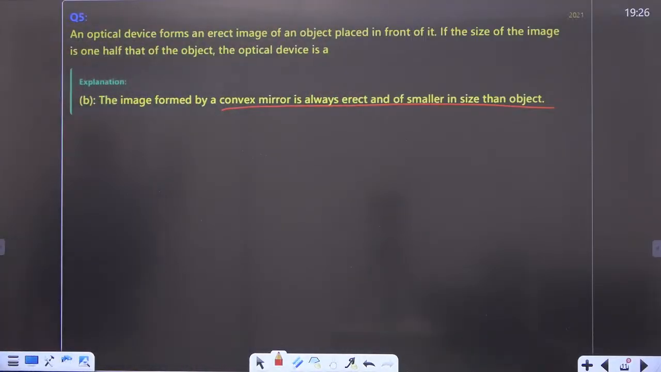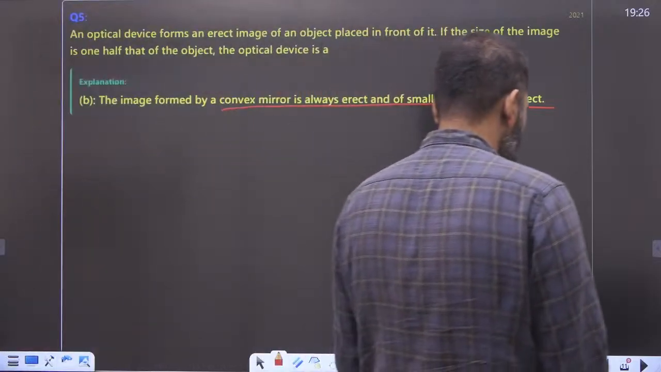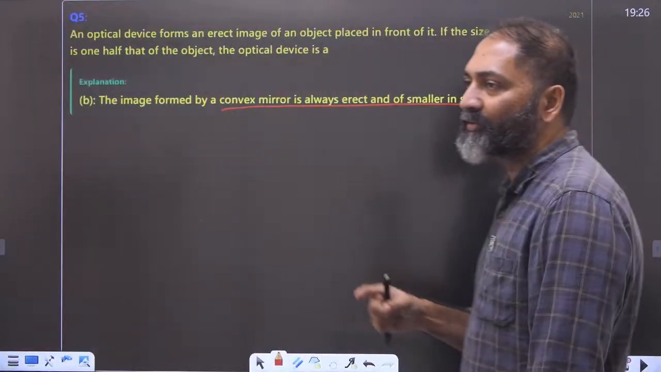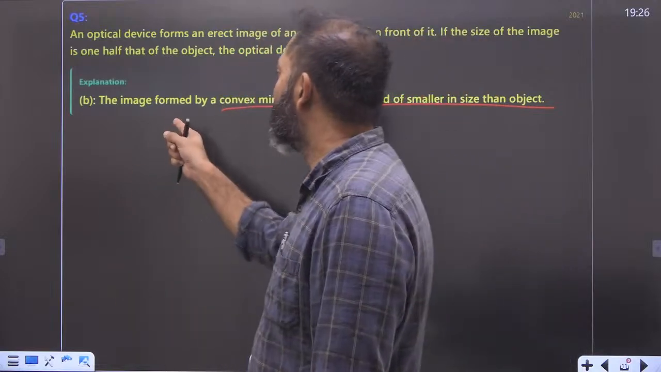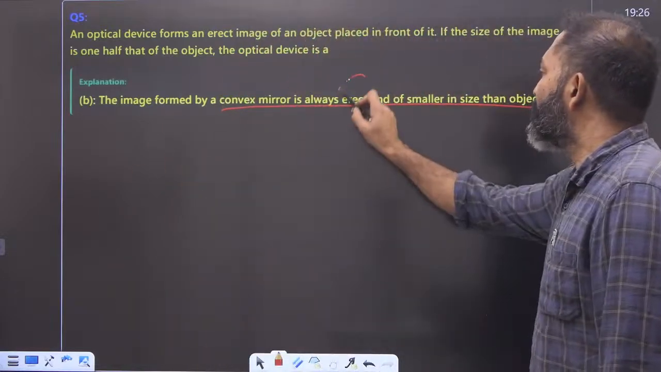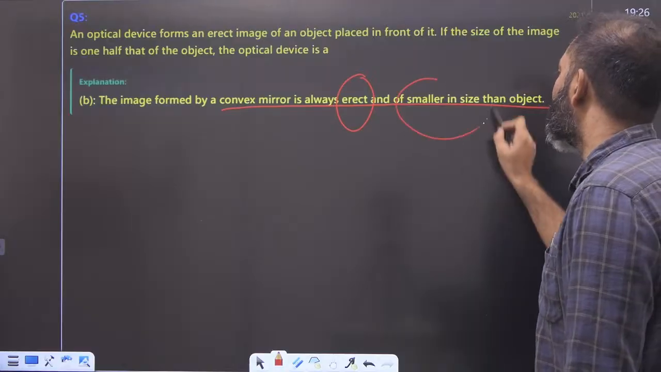Image formed by which mirror is always erect and of smaller size? Convex mirror. So if you want a smaller size, erect image, you should use a convex mirror. A convex mirror always forms an erect and smaller image.